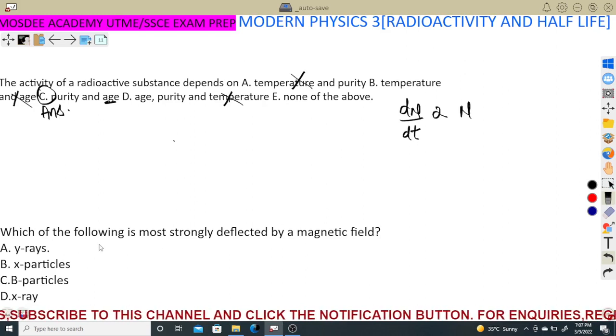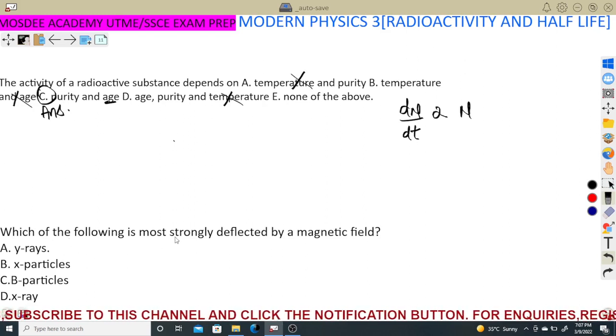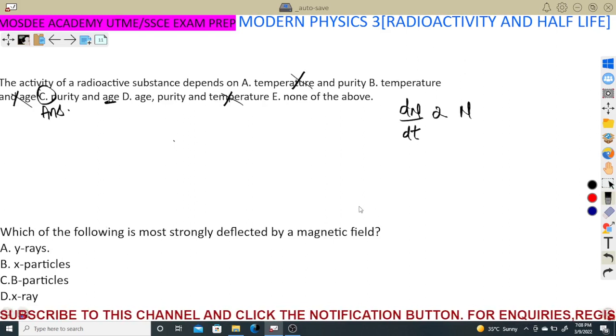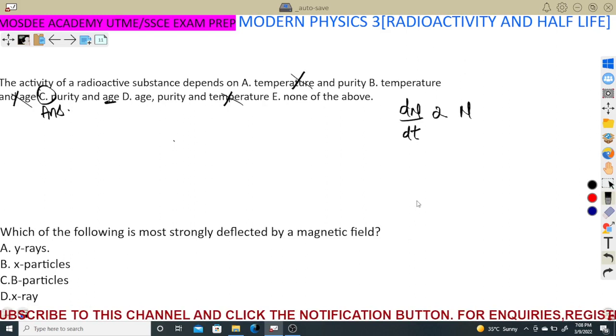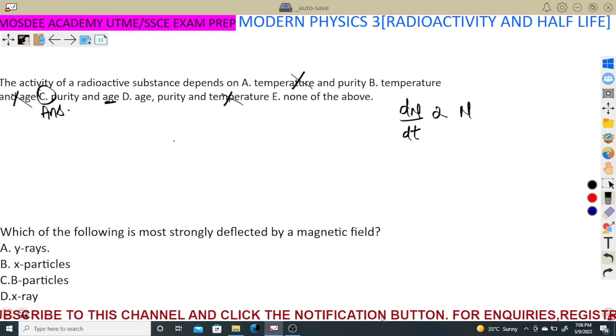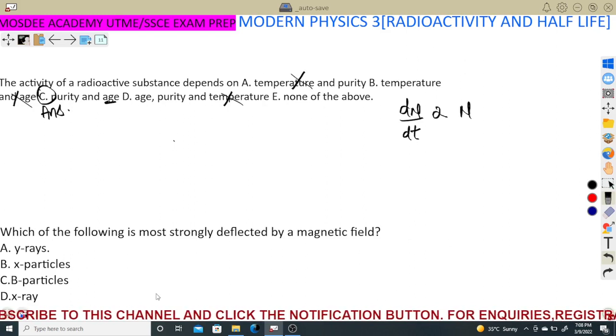So guys, the last question, I will leave it for you to do. Which of the following is most strongly affected by a magnetic field? Either magnetic field or electric field. We know gamma is not deflected. Alpha is positive, beta is negative. So I've said the answer.